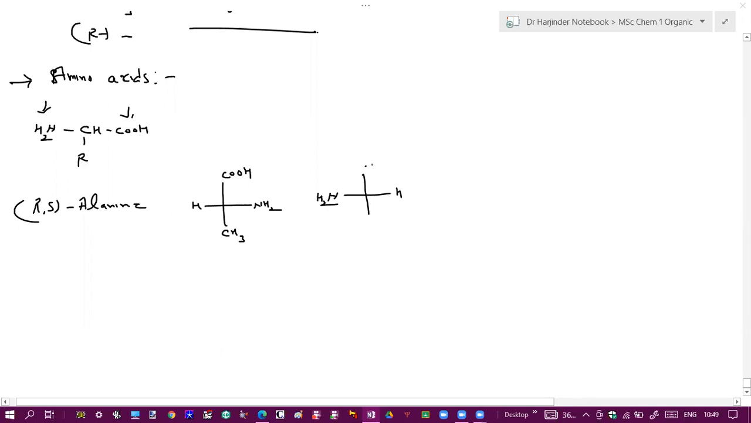Now, what will you do in this case? Which one is R and which one is S? First one is R and the second one is S. So it is R and S alanine, and you have this mixture. What will you do in this case? How can you separate this mixture? Very easy. You have already done this.